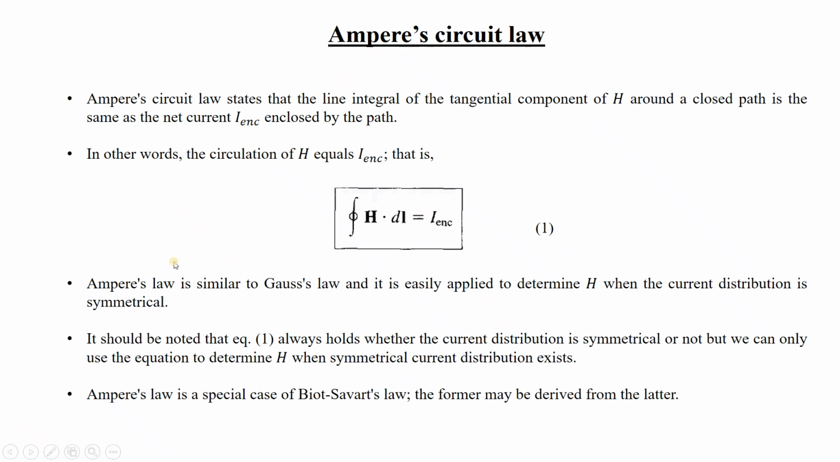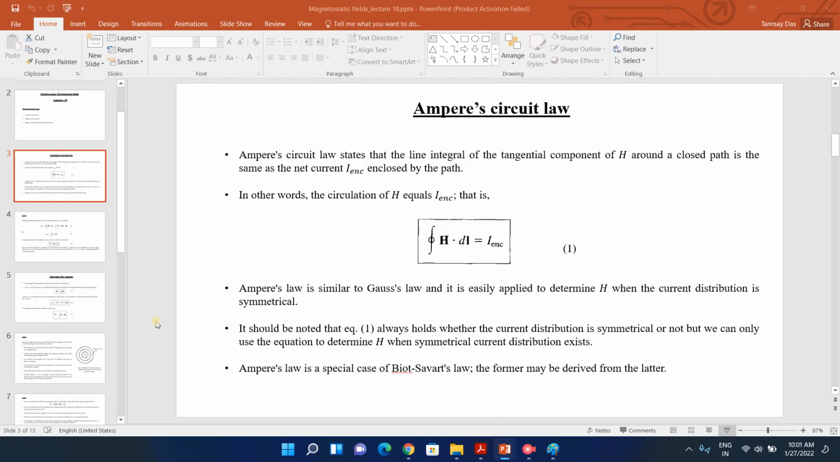In other words, the closed line integral of H equals I, the enclosed current. Ampere's law is similar to Gauss's law, and it is easily applied to determine H when the current distribution is symmetrical.